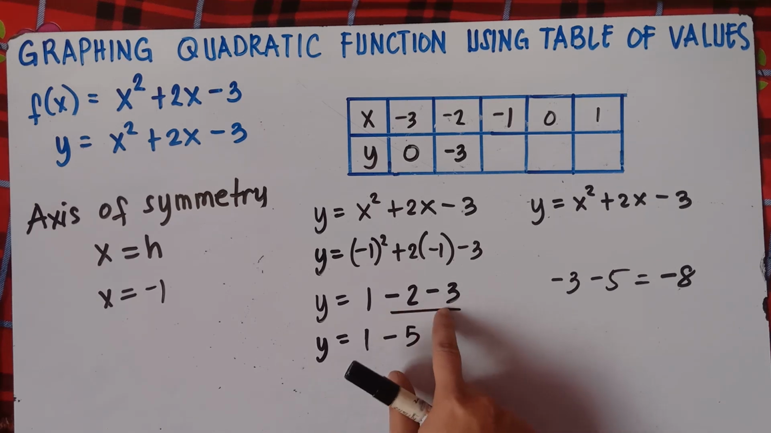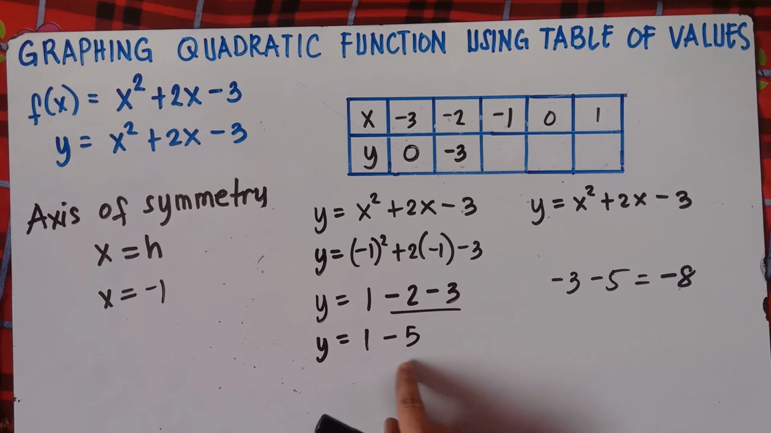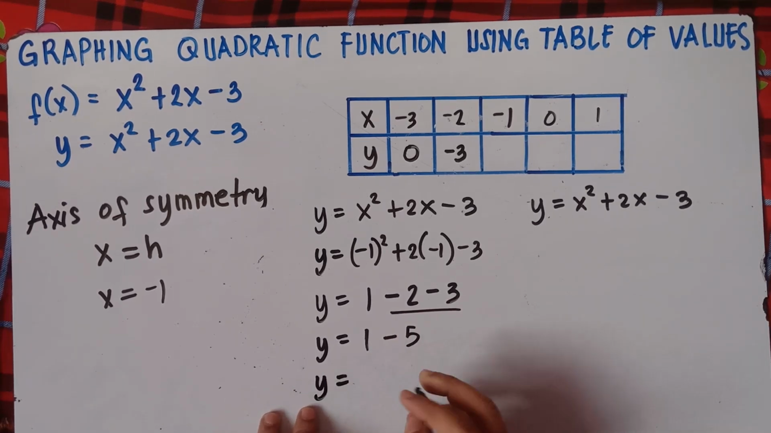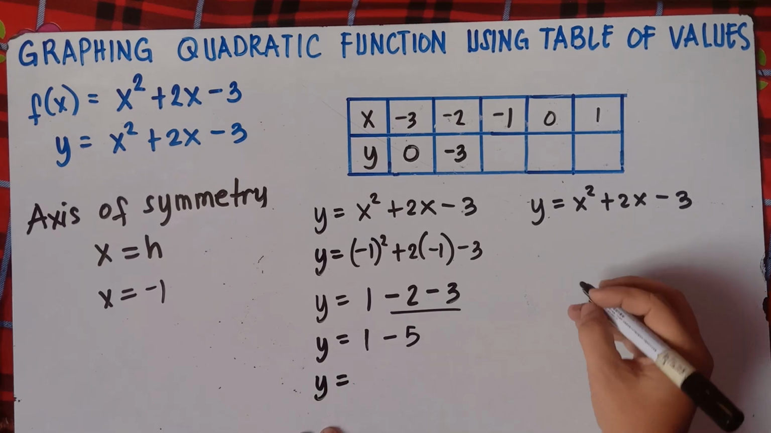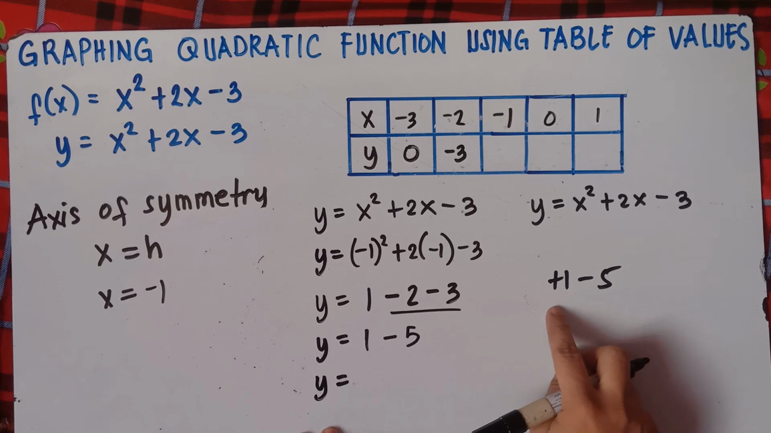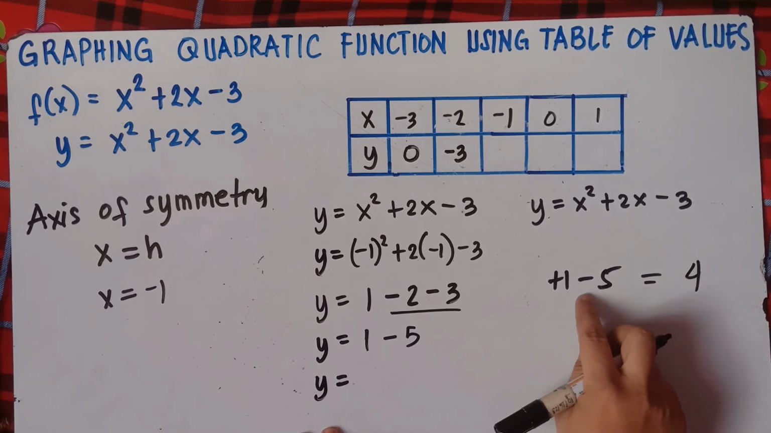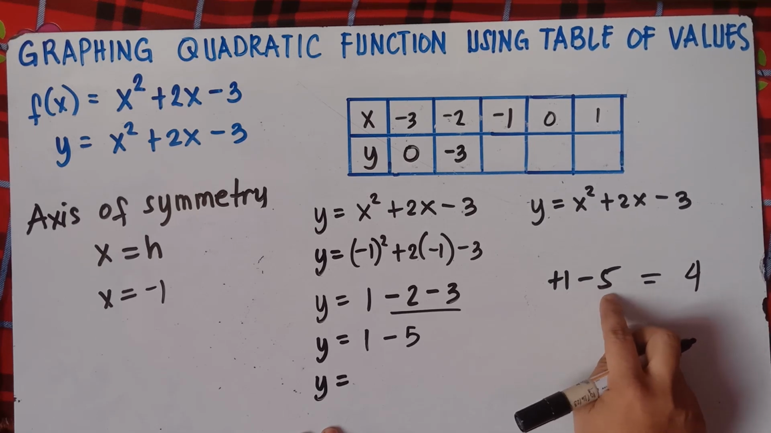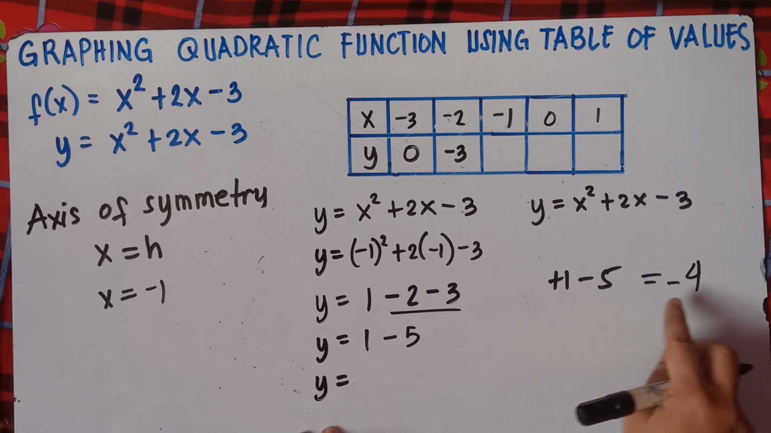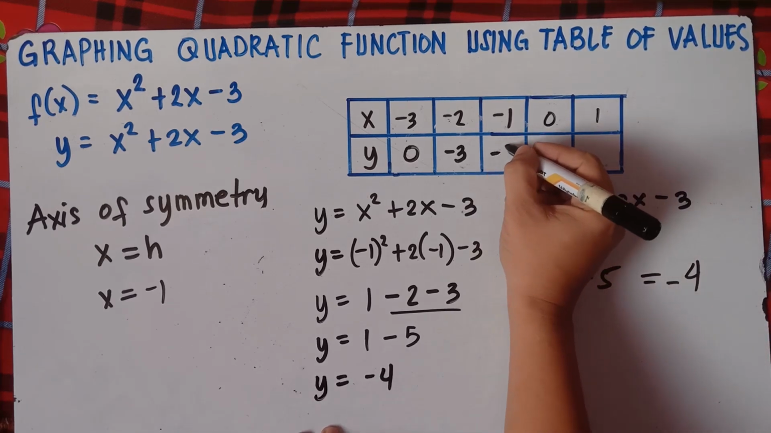If you have both negatives, simply copy the negative sign, then you add the numbers 2 plus 3, that is 5. So negative 5. And then y equals 1 minus negative 5, so positive 1, negative 5. If the signs are not the same, you subtract. 5 minus 1 is 4. Then you simply copy the sign of the larger number. Since 5 is greater than 1, we copy the negative sign. So 1 minus 5, that's negative 4. So our y is negative 4.